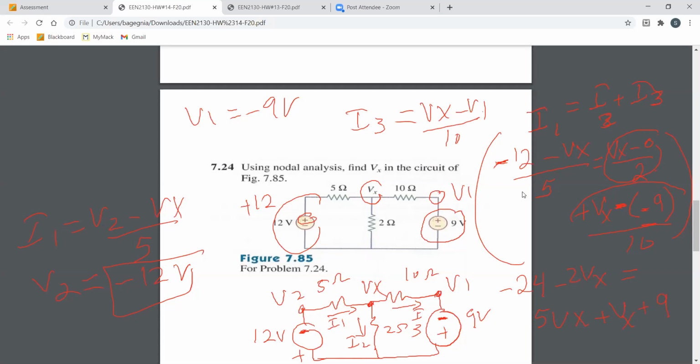Okay, so we need to bring all the x's to one side and all the numbers to the other side. So we have 5Vx plus 1Vx, this is 6, minus 2, so this will be 4Vx, and then take the negative 24 to the other side, so it will be 24 plus 9. So Vx will be 33 over 4.